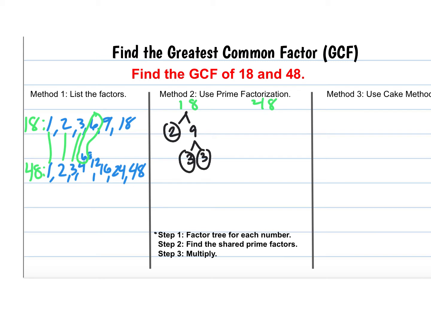So notice it says step 1 is to factor the tree. So I'm going to do that first. 2 and 24, 2 and 12, 2 and 6, 2 and 3.